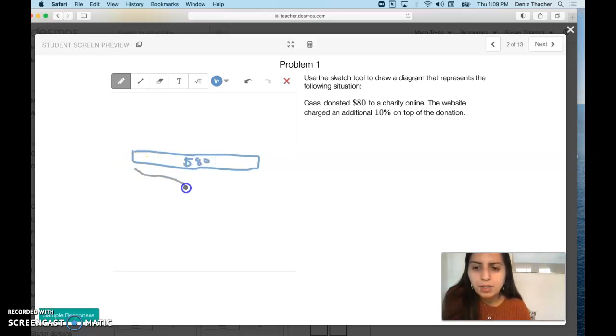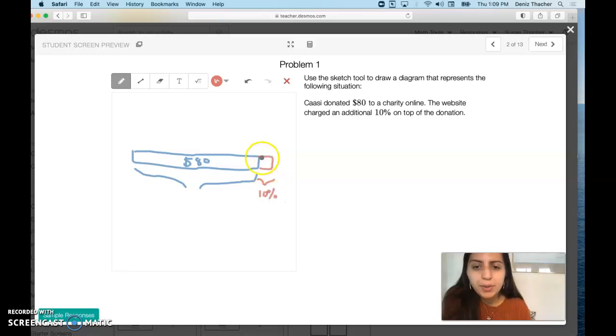What percentage is $80 in her donation? So what percentage does this $80 represent? Answer when the video stops. Hopefully you said 100%. The website charged an additional 10%. So I'm going to draw outside of this 100% box and label this as an additional 10%.